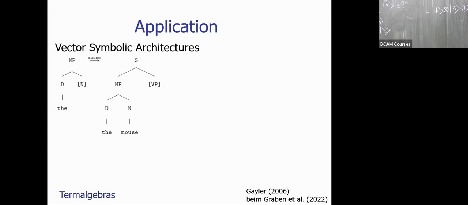Then, of course, if these are constants in our signature in the term algebra, we are done. So the recursion breaks down. But on the other hand, if these are still terms in the term algebra, we have to apply this rule several times. And then you see there will be more and more tensor products being involved. And this essentially gives rise to the Fock space function.